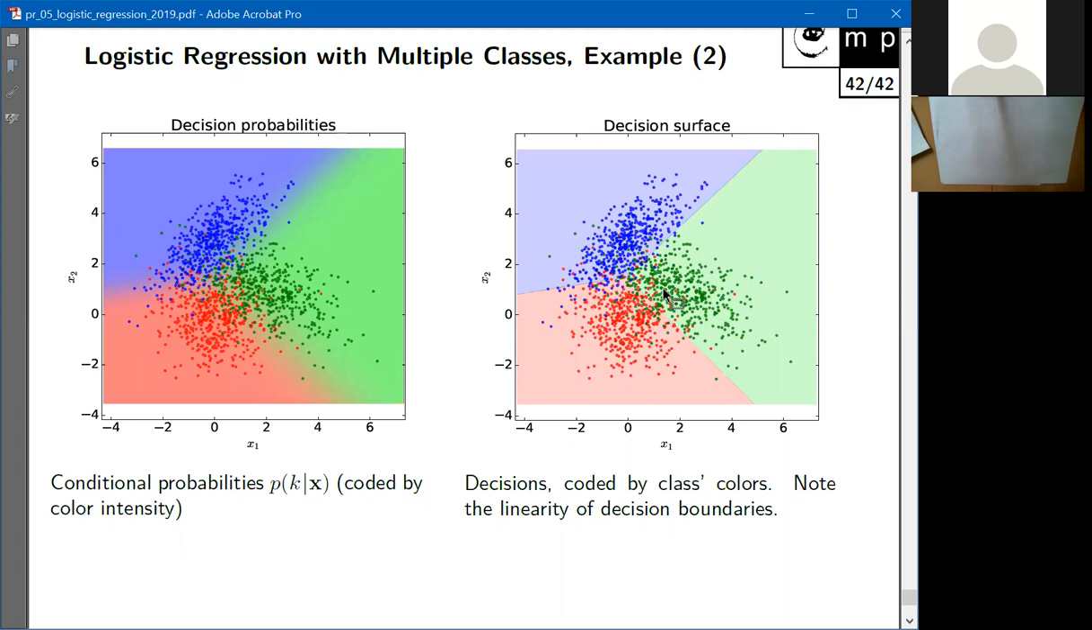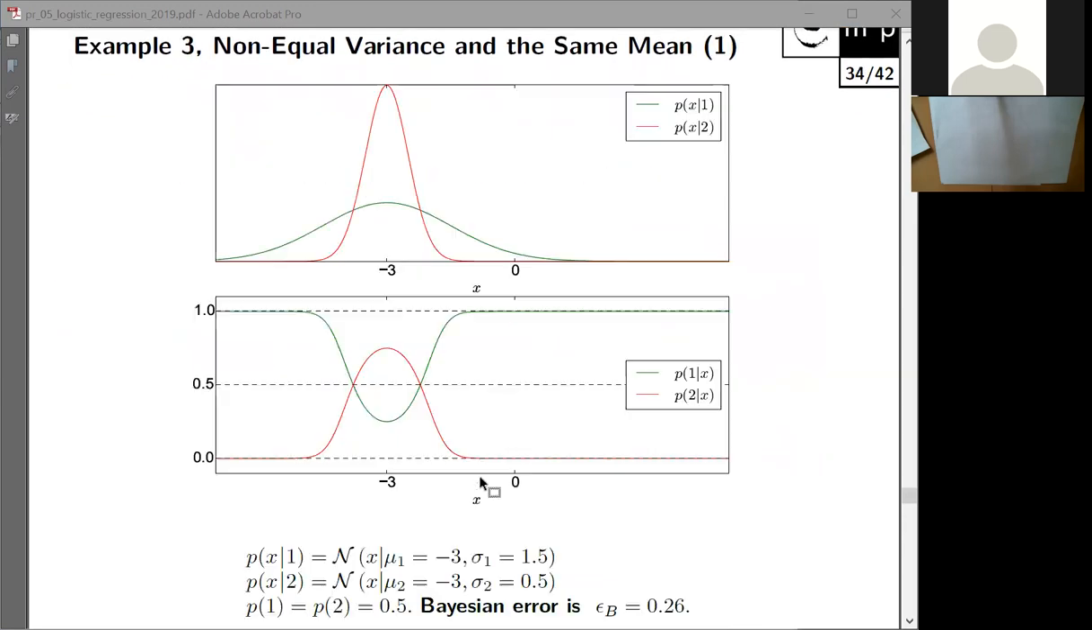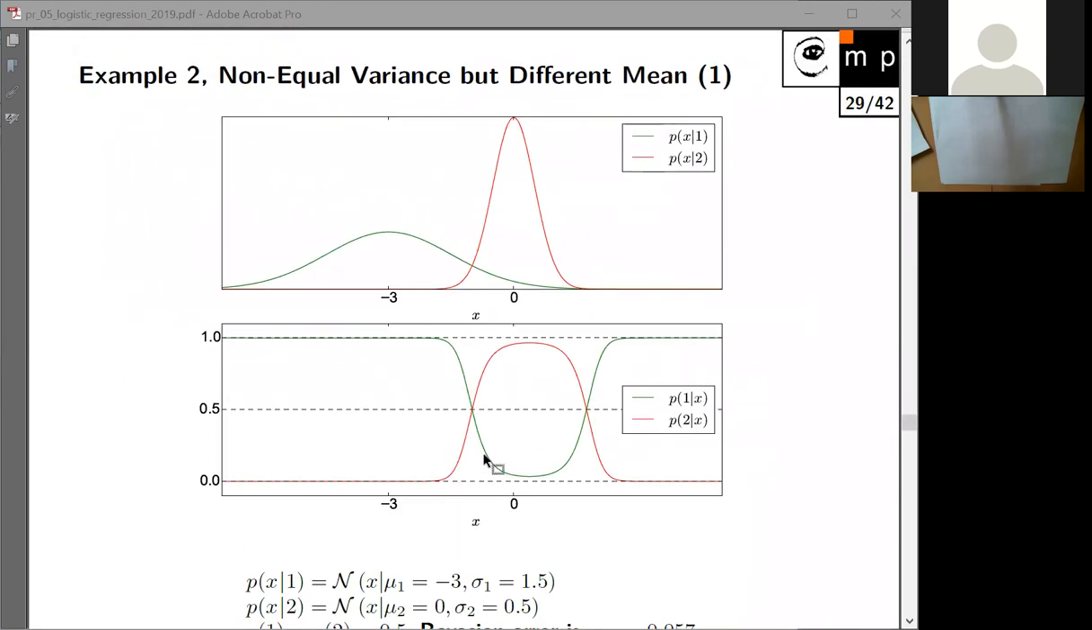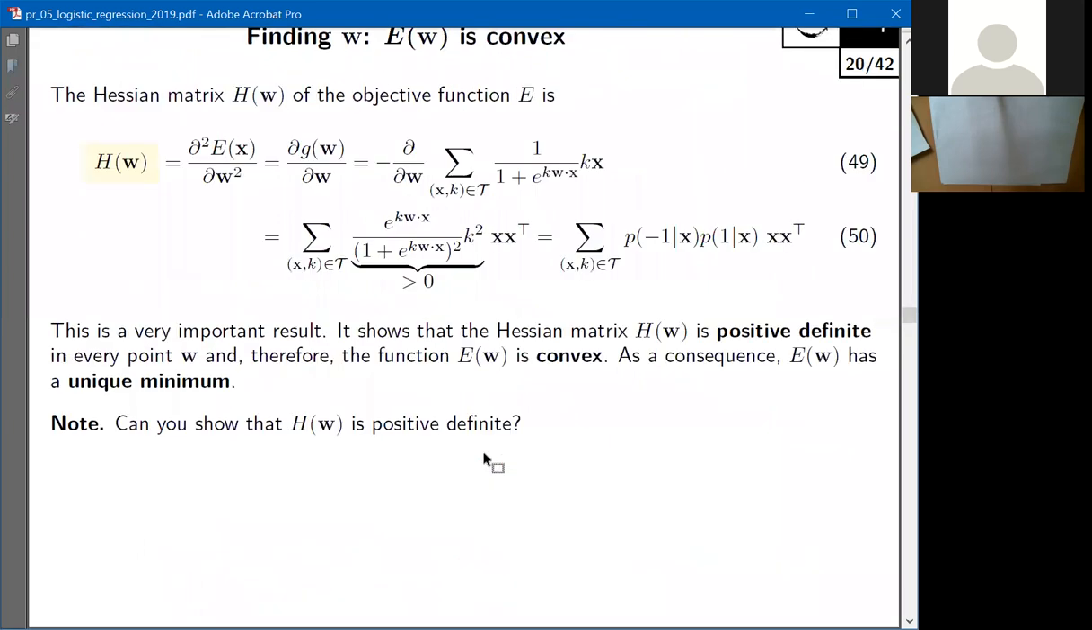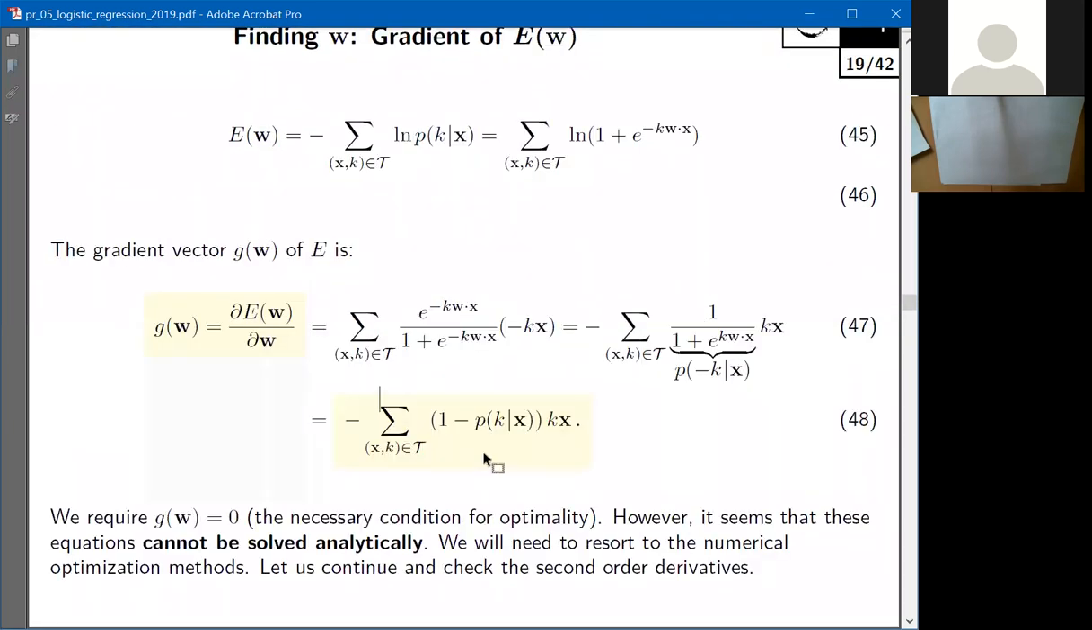Okay, fine. One more call for questions. Yeah, I have one question. Yes, go ahead. On slide number 19, I got confused. How did you remove the e to the power, like in the numerator? I'm getting there. Here, how did you remove the e to the power minus k w times x in the numerator?